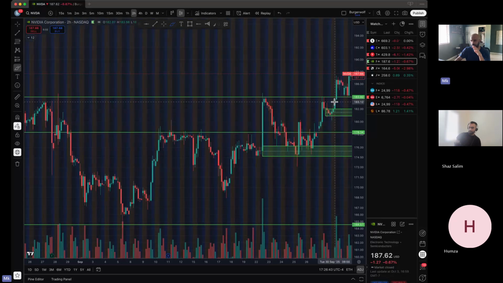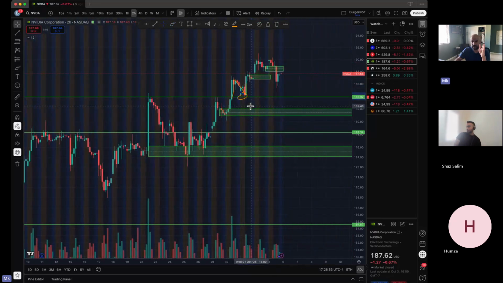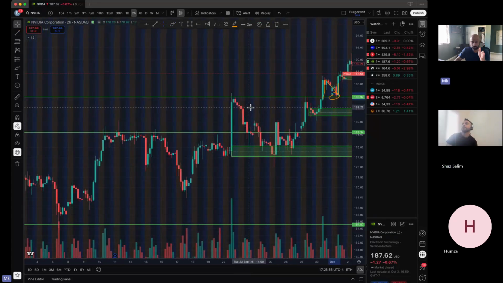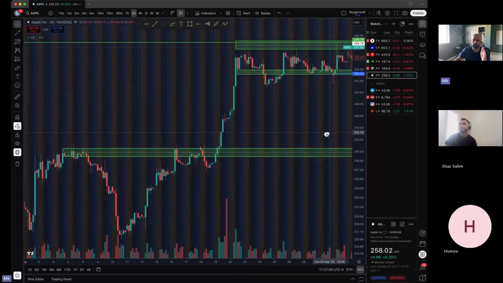But look what happens here. Price breaks up with nice displacement, comes back for the retest. This is the A plus setup that you want to look for, a break and retest. Why? Because the higher time frame gave you the green light. You see, same scenario on Apple. We didn't get a green light.